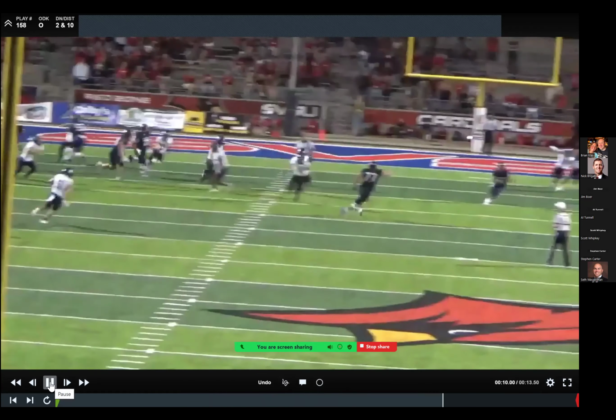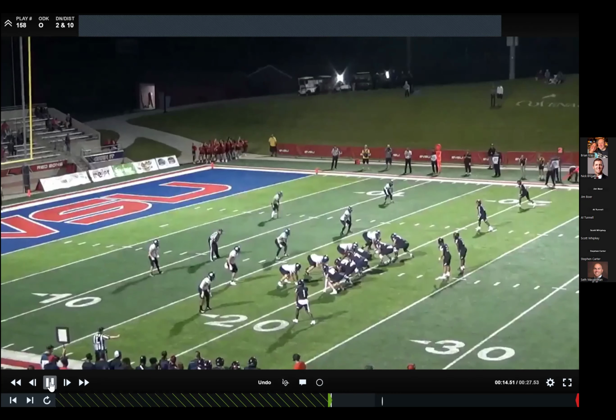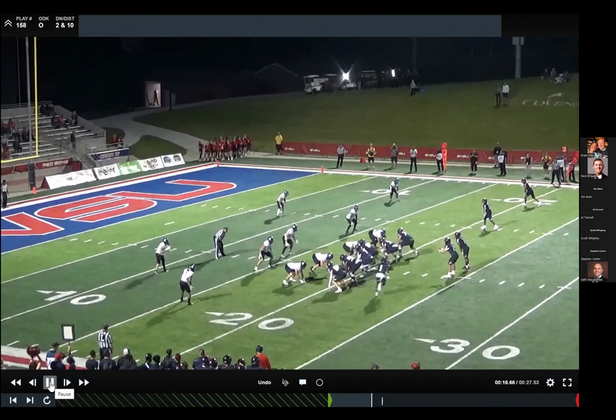Where are deeps at here? Anybody want to talk through their progression here? Could you go back to the sideline? Okay, thanks.